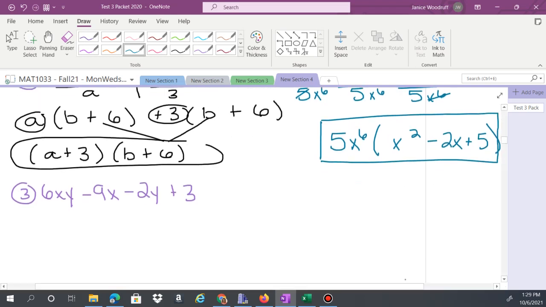All right, and then number 3, 4 terms. Can I take a GCF out of these right away? Well, not right away. Split first, then 3x. Okay, so 3x here. And let's see, 6 divided by 3 is 2. x's cancel, y is left. 9 divided by 3 is 3, and those x's will cancel. What about over here?